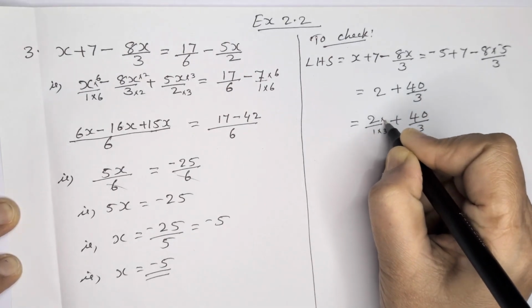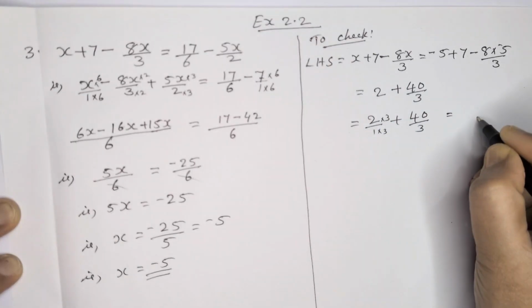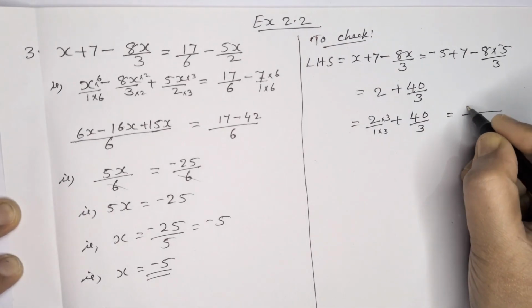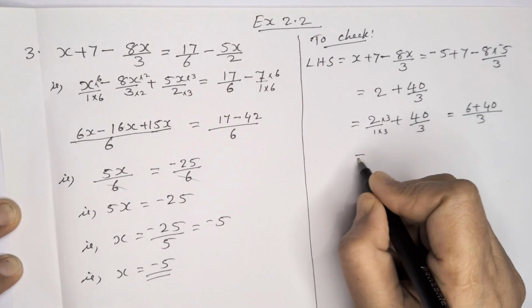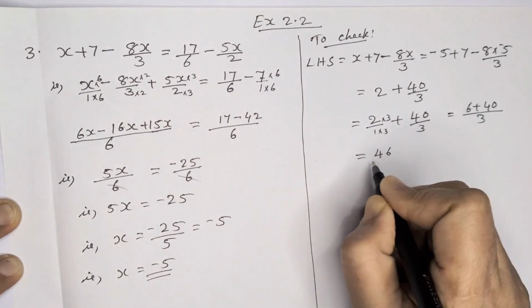3 as the LCM. Is equal to 2 into 3, 6 plus 40. That means 46 by 3.